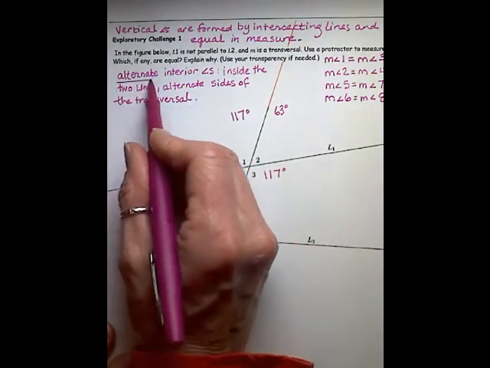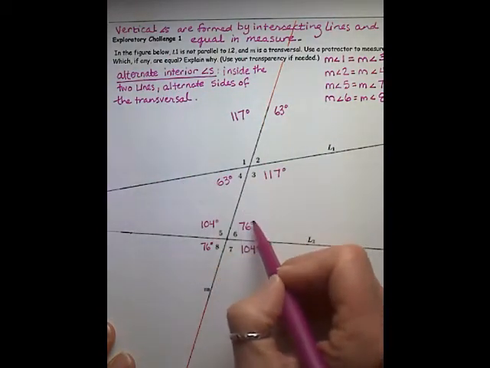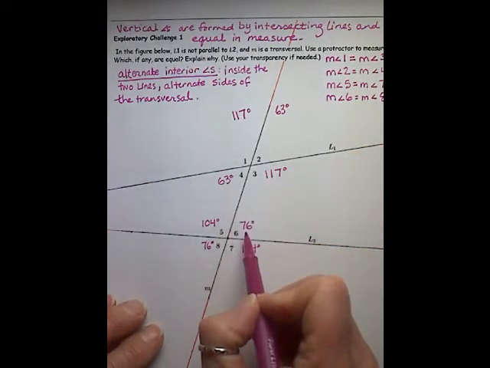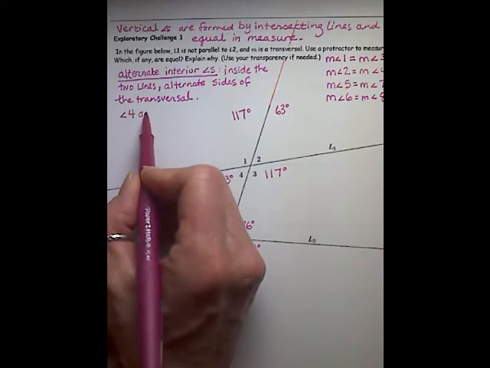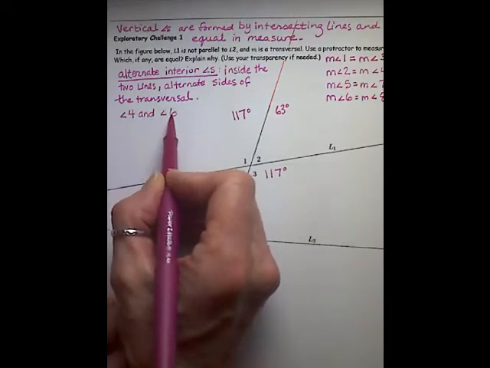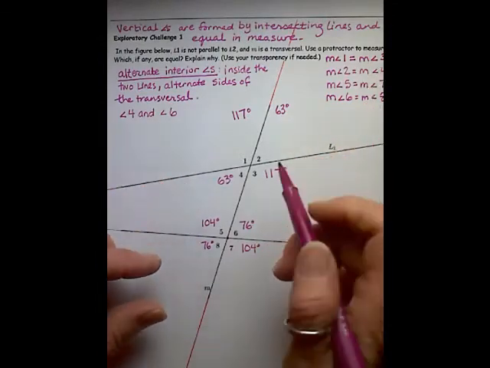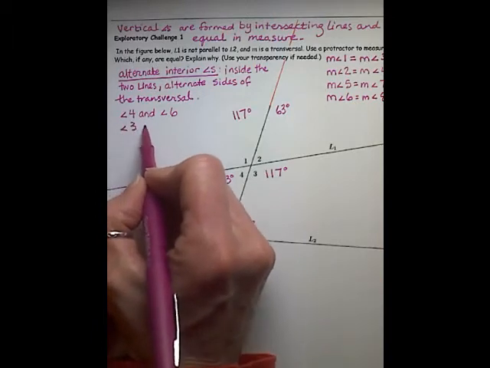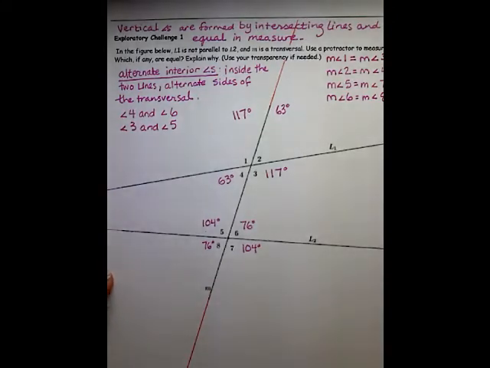So our alternate interior angles are angle 4 and angle 6. They are inside the lines and alternate the sides of the transversal. One is on the left and one is on the right. So one pair is angle 4 and angle 6. The other pair of alternate interiors are angle 3 and angle 5. Angle 3 and angle 5. Those are alternate interior angles.